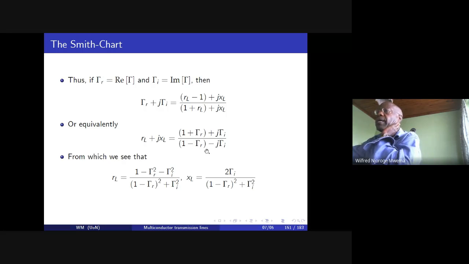So we can therefore see that we can separate this into real and imaginary parts by multiplying the bottom and top by the conjugate of the denominator. And what we'll see is that RL can be written in that form, and XL can be written in that form there. Okay, and this is where we'll start to get the manipulation of these values to try and get the Smith chart coming out.